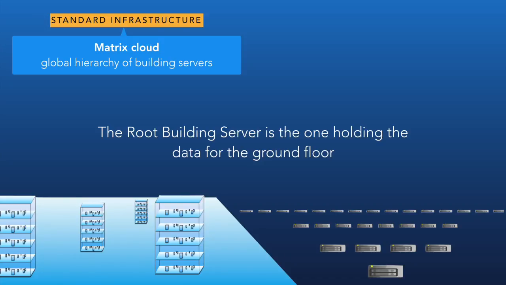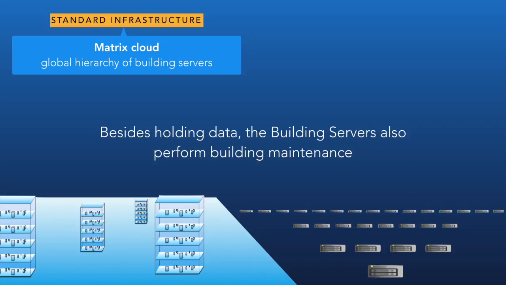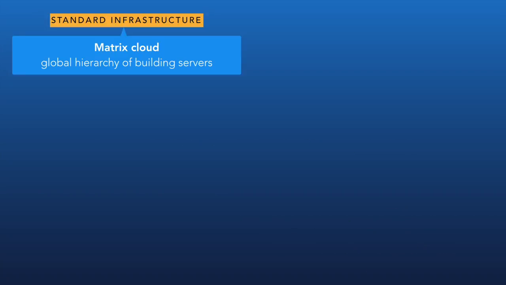The root building server is the one holding the data for the ground floor. Besides holding and serving data, building servers also perform maintenance of the buildings. So that's an explanation of the Matrix Cloud. It's basically a global hierarchy of building servers.